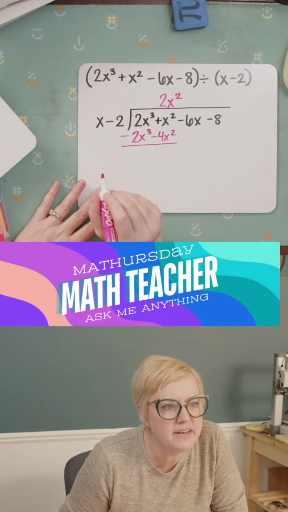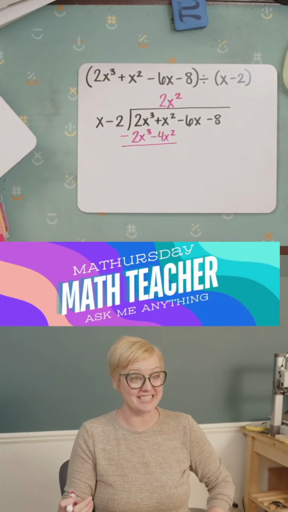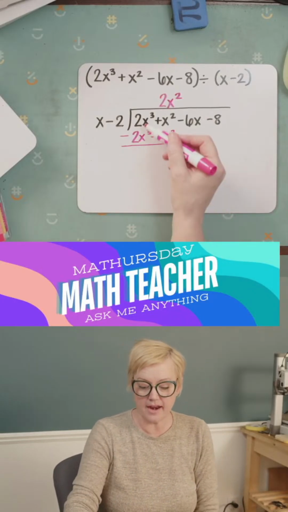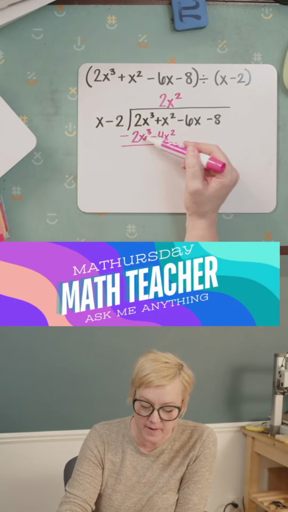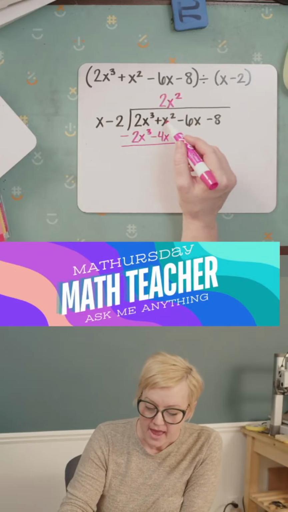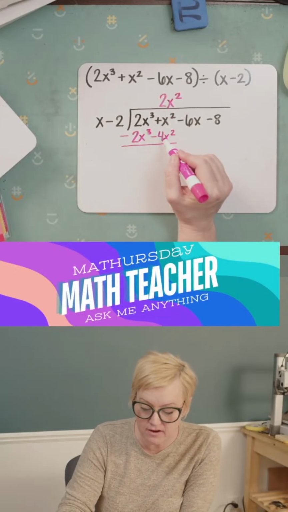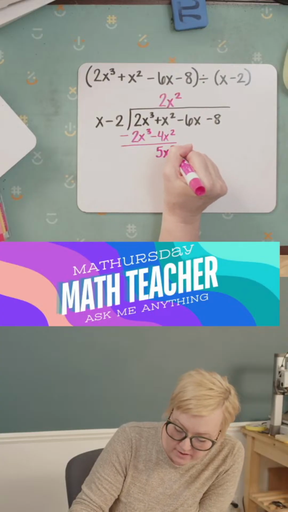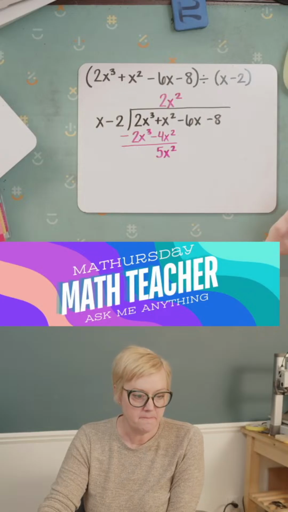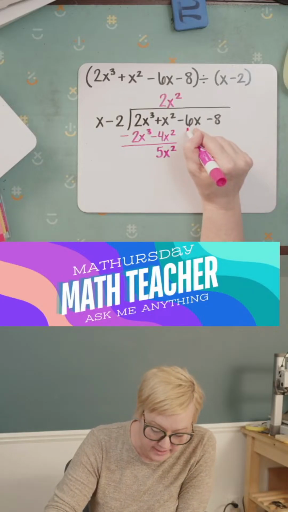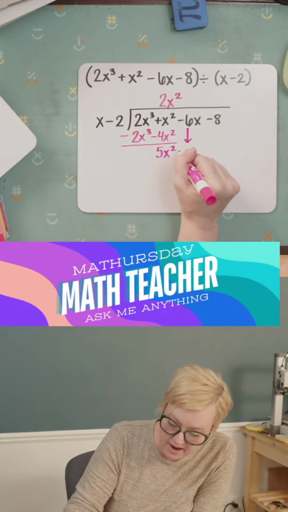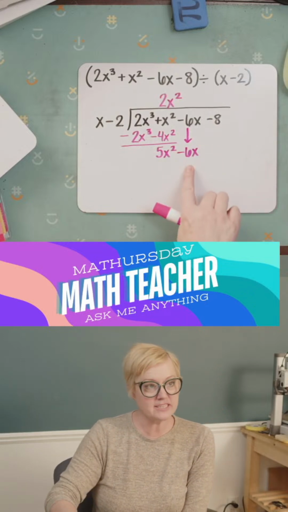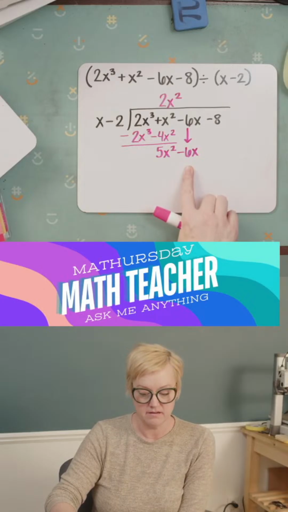It's best if it cancels out. Fabian, it actually has to cancel out, because otherwise it's not going to work. So 2x cubed minus 2x cubed, those go away. x squared minus -4x squared gives me 5x squared. And now, just like regular long division, I bring down the next piece, which is minus 6x. But I'm not going to pay attention to that minus 6x yet.